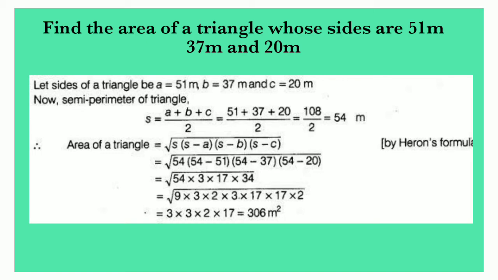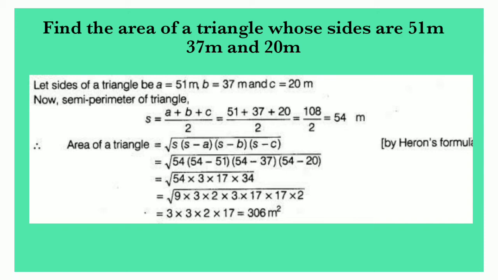Then the area of a triangle. What is the area of a triangle? The formula is root of s into s minus a into s minus b into s minus c. So we have to substitute all these values in this formula. Okay.